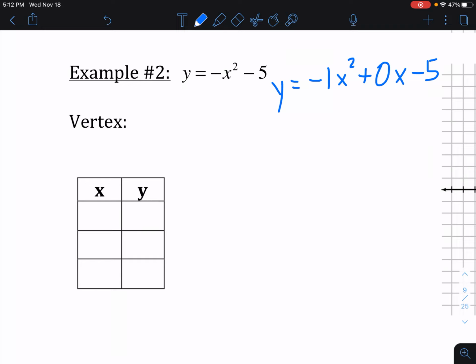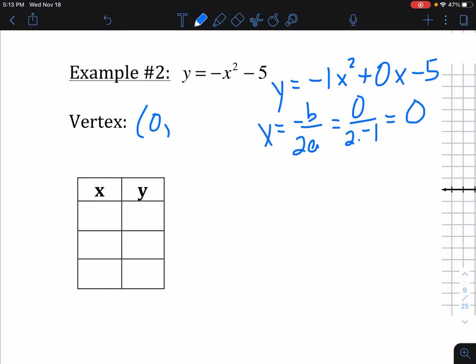So let's go to our vertex. We have to do negative b over 2 times a. So that would be 0 over 2 times negative 1. Again, anytime the b is a 0, the x-coordinate is going to be 0.